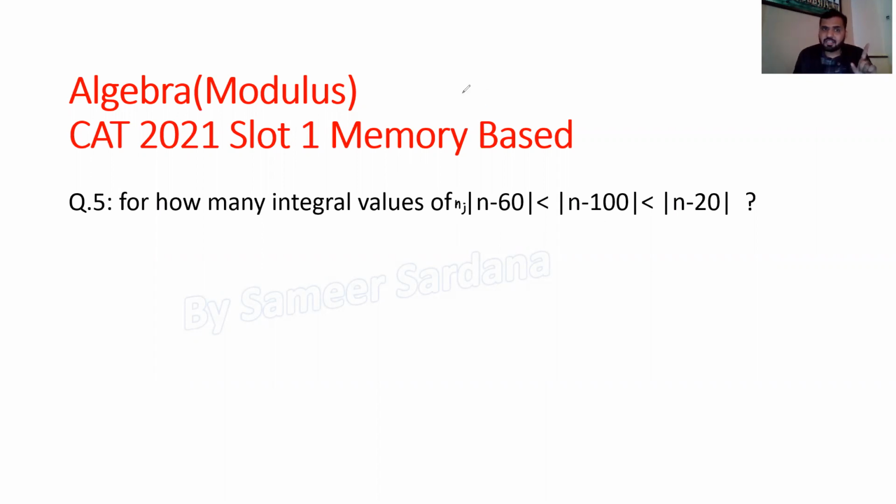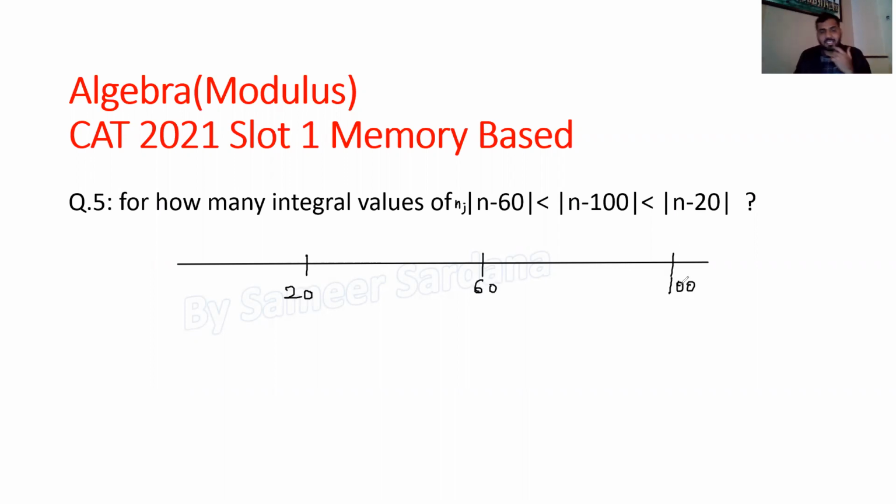Now, if you know the distance approach of solving the question, guys, you can solve the question very easily. The first thing that you're supposed to do is draw the origin points. You can see that the origin points will be 20, 60, and 100. I want to choose the value of n in such a way that the distance of n from 60 should be less than the distance of n from 100, and it should be less than the distance from 20.